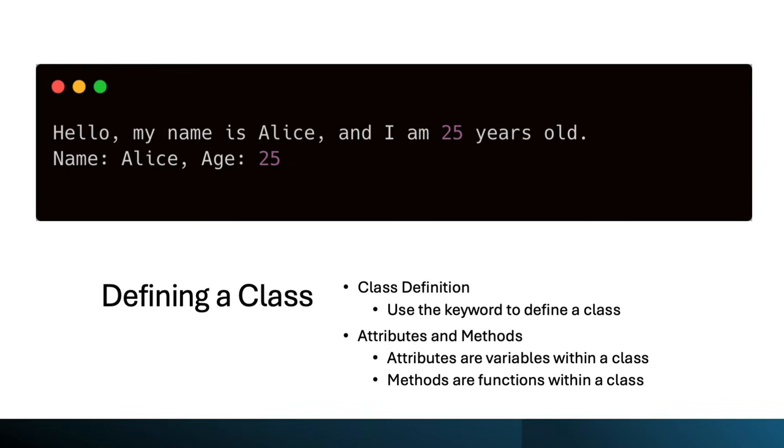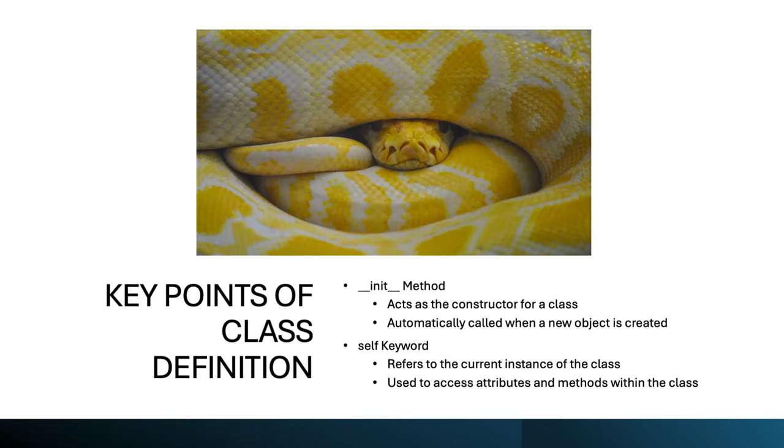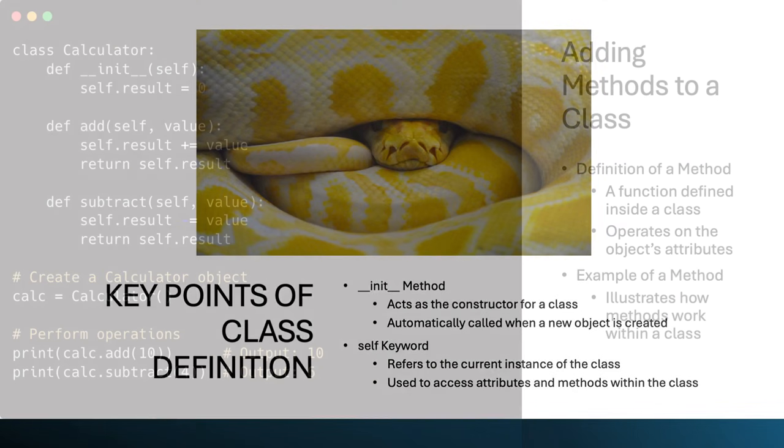In Python, a class is defined using the class keyword. Within the class, you can define attributes, which are variables, and methods, which are functions. The init method is the constructor in Python, called automatically when a new object is created. The self keyword refers to the current instance of the class and is used to access its attributes and methods.